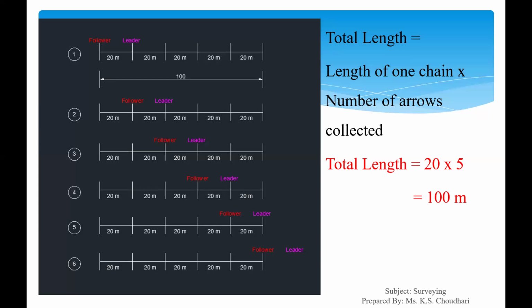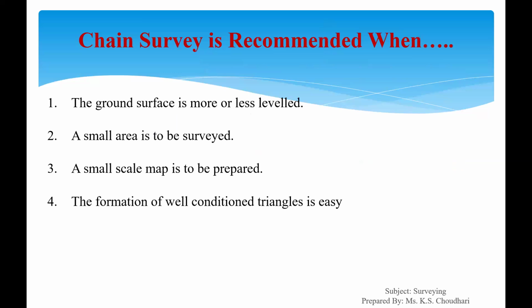This procedure goes till the end of the length. And then finally the distance is measured with the help of this formula. That is, total length is equal to length of one chain into number of arrows collected. Here we can calculate the total length. Length of one chain is equal to 20 meter and the number of arrows are 5. That is 20 into 5 is equal to 100 meter. So up to this slide, we come to know what is chain and how we can measure the distance by it.